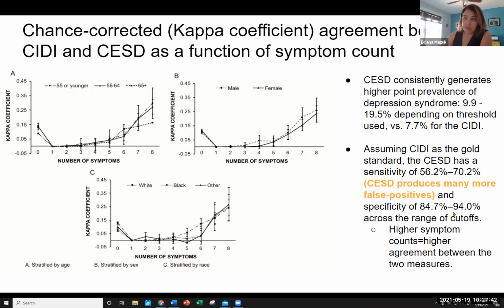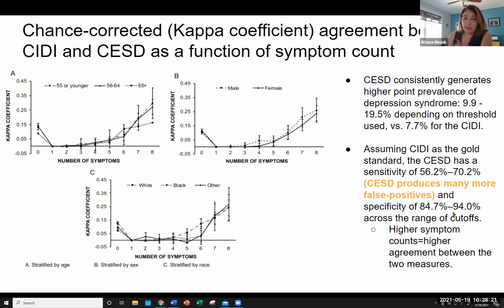And do they agree on the number of symptoms? It doesn't mean they're the same symptoms. I just want to know, is there any agreement there? The Y-axis here is the kappa coefficient, which is the amount of inter-rater agreement, except now the raters are the CESD and the CD. So I'm looking at the agreement between those two. And we looked at age, which is panel A, sex, which is panel B, and race, which is panel C. And you can see here that at higher levels of symptomatology, we get better agreement in terms of the number of symptoms. So that's good.